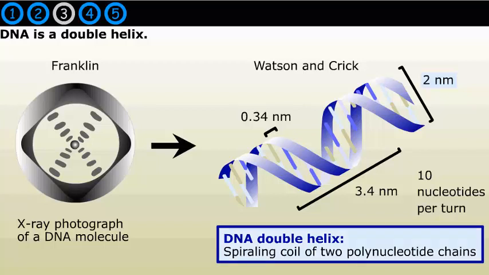In a DNA double helix, each turn of the coil is 3.4 nanometers long, and each nucleotide is 0.34 nanometers long. This means that there are 10 nucleotides per turn.